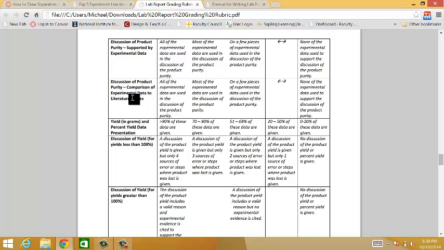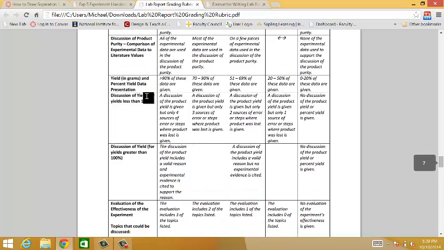to show that. All right. And this may actually go down in the conclusions. I'll have to see how people did. So yield in grams and the percent yield data. In other words, did you include the yield? Did you include the percent yield?